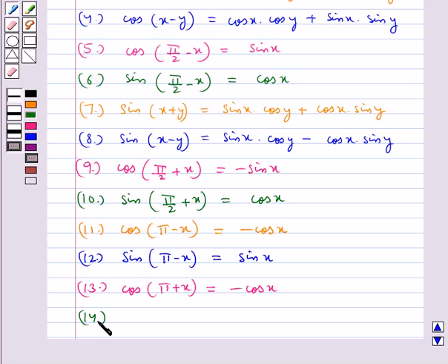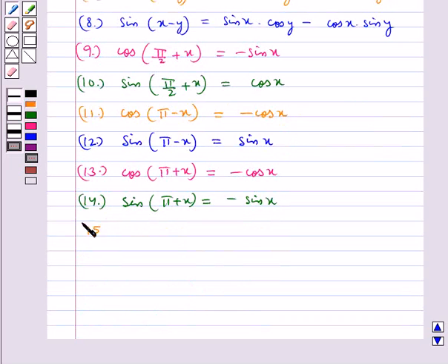Then sin(π + x) = -sin x. Then we have cos(2π - x) = cos x. Then sin(2π - x) = -sin x.